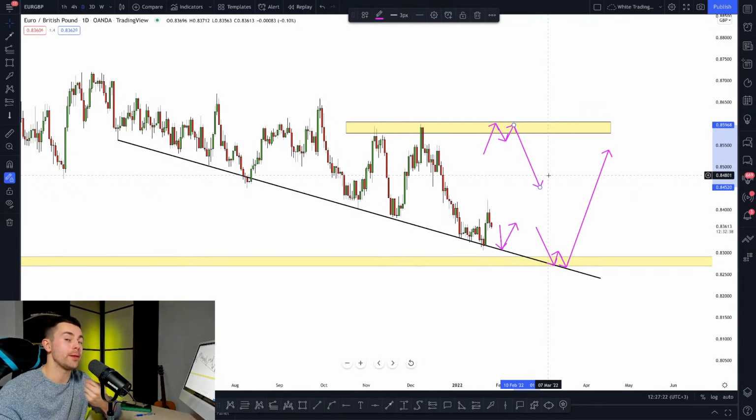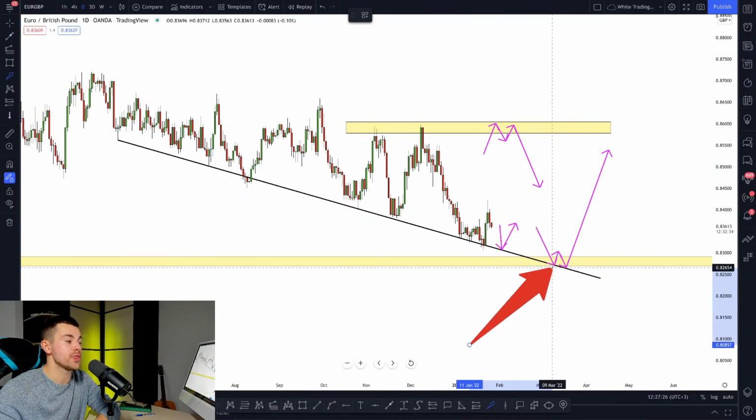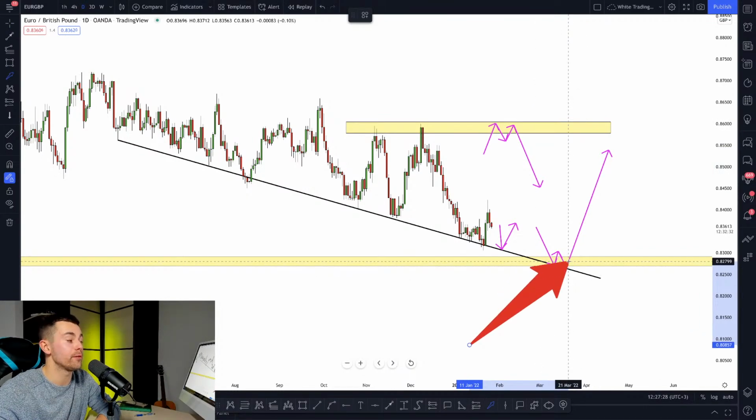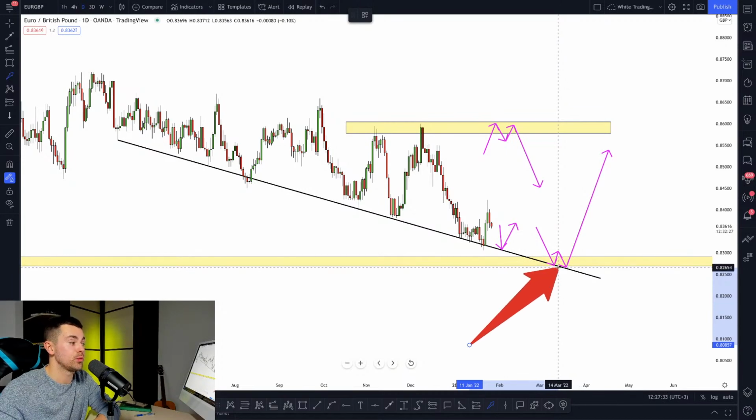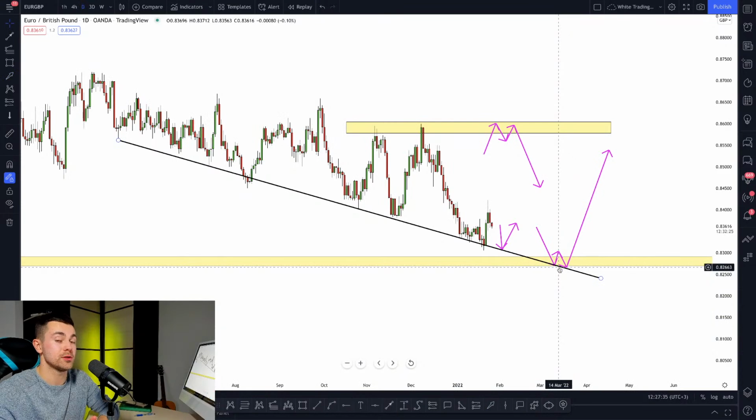For now, my plan is the following. For now, I'm patiently waiting for the test of that structure. I really want to buy from that level, and I hope that soon this level will be reached, and then I will look for the confirmation to buy.